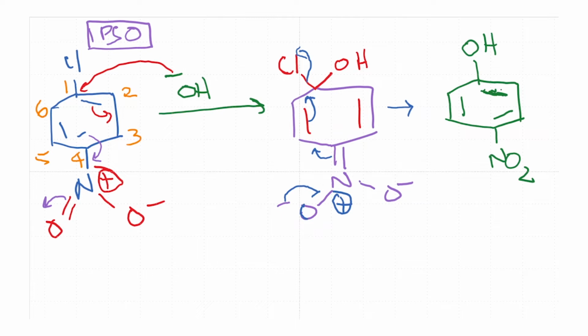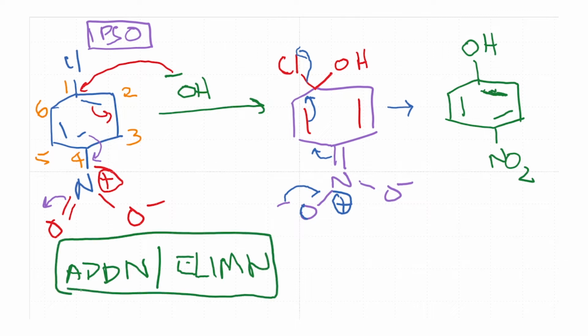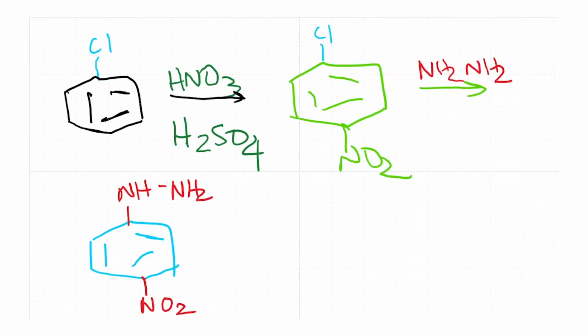This is the product that is formed. Okay, so this is an addition-elimination reaction which amounts to substitution. Okay, now let's look at an example of how to use this electrophilic aromatic substitution in synthesis.